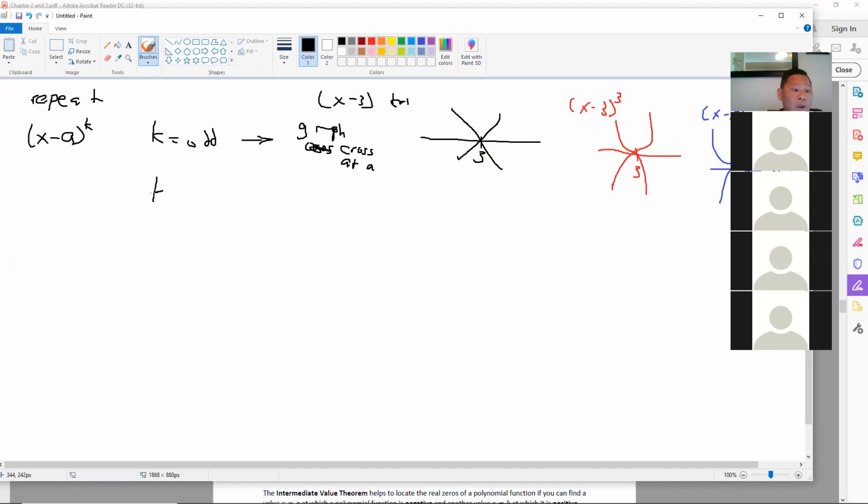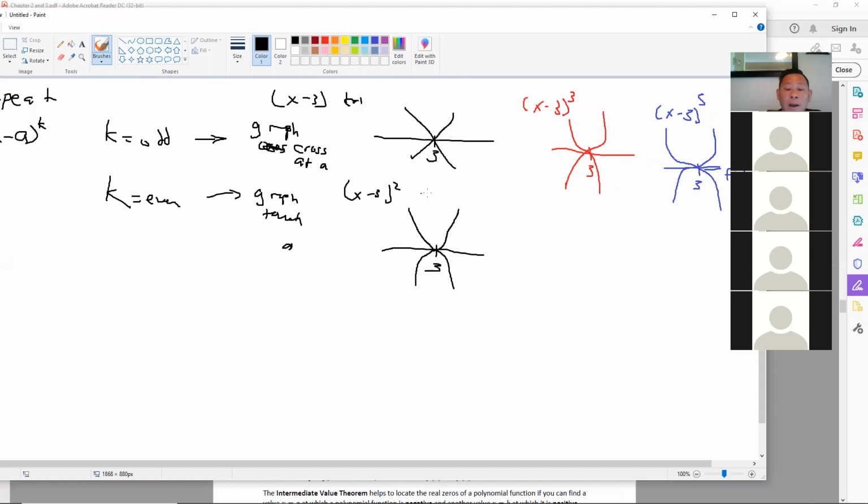What happens when your k is even, like 2, 4, 6, 8? Then your graph will be touching it. You'll be touching at a. An example in this case is x minus 3 squared. Again, 3 is your zero. It will touch. Your touch can be either going upwards or going downwards. It depends again on your end behavior, so it's going up or down.